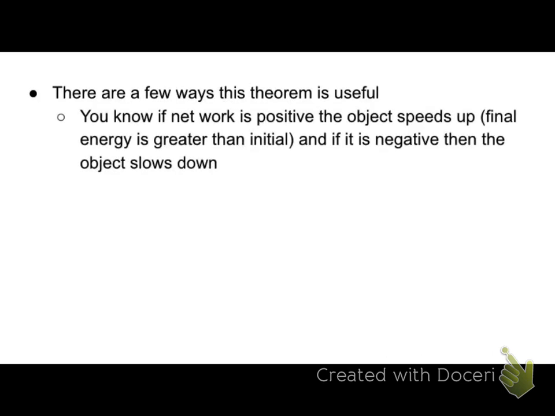It's useful because if you know that the net work you've calculated is positive, then that means the object is speeding up because your final energy will be greater than your initial energy. And we know kinetic energy is related to mass times the speed. So assuming that the object is not gaining mass, it must be speeding up if its final energy is higher than its initial energy. And if it's negative, then we know the opposite is true. It's slowing down because its final energy is smaller than its initial energy.